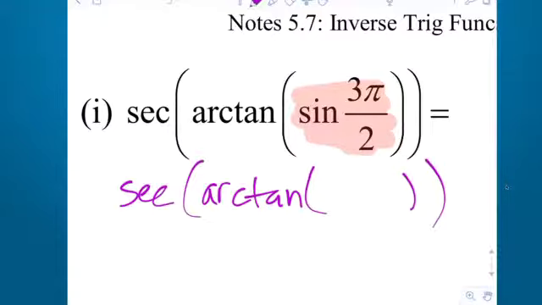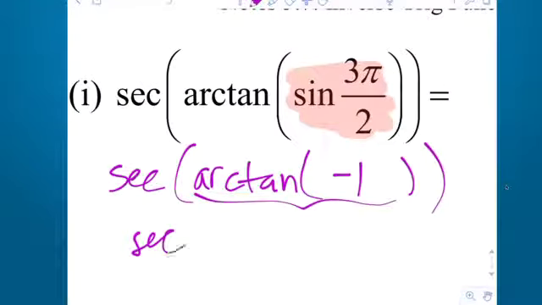-1? Campbell, you agree? -1? You do? Dallin, is that right? Sine of 3 pi halves is -1? You sure? I agree. Okay. Whew. Okay.